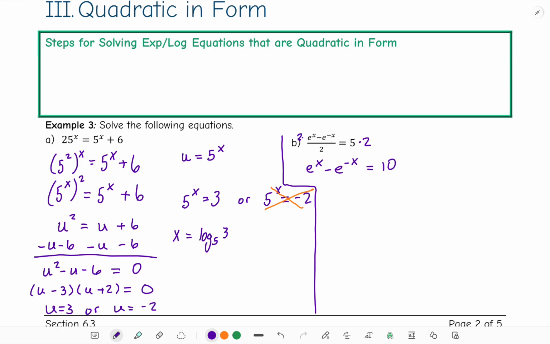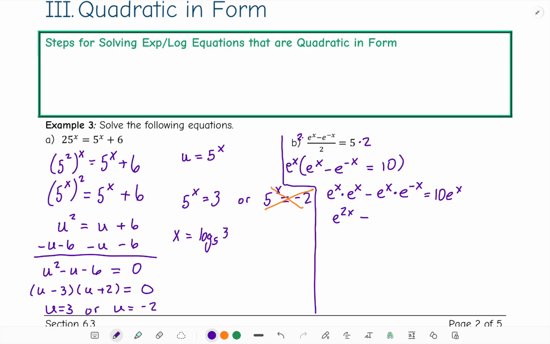Now I want to get rid of that negative exponent. Well, to get rid of the negative exponent, I'm going to distribute e to the x. Now I'm actually going to show every single step with this distribution. So this is e to the x times e to the x minus e to the x times e to the -x equals 10e to the x. So for the first distribution term, you add the exponents. So x plus x is 2x.